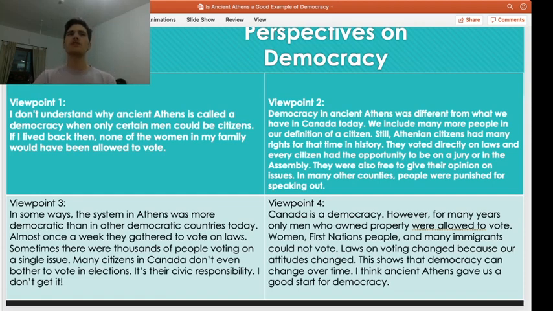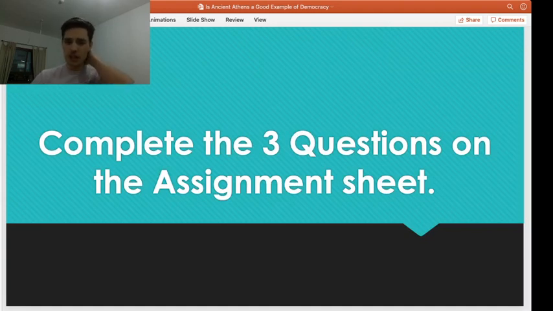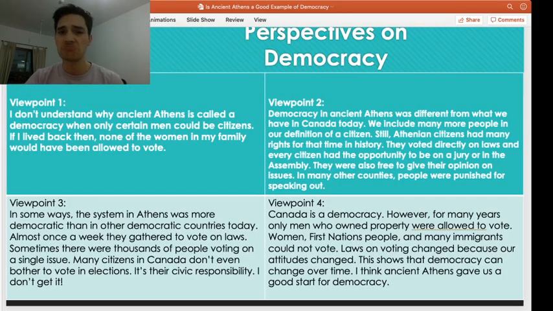It's important though that you start to think about, which one do you identify with? What is your perspective on Athenian democracy? Is it a good example of democracy? You have three questions. It's going to be attached as an assignment. The three questions are basically, which one of these four do you support, right? And why? Which one of these stand out to you about the perspectives on democracy, and why does it stand out to you?